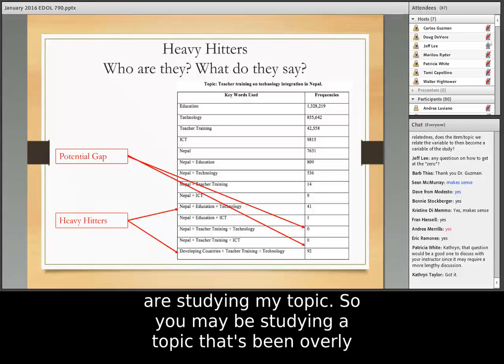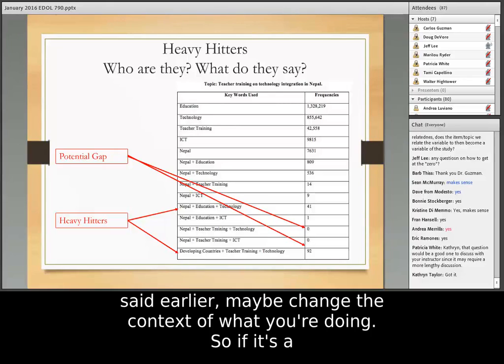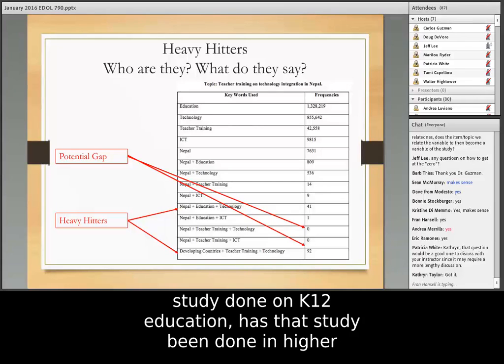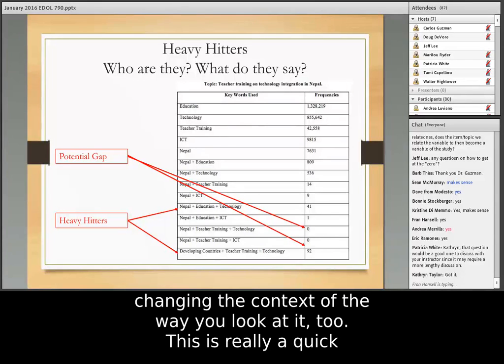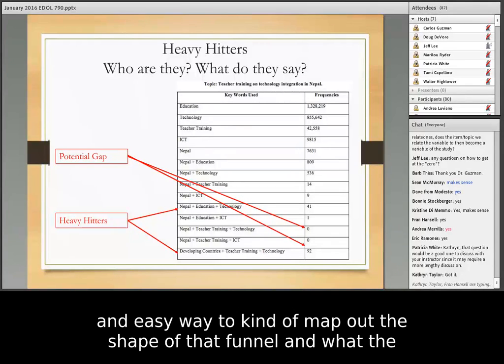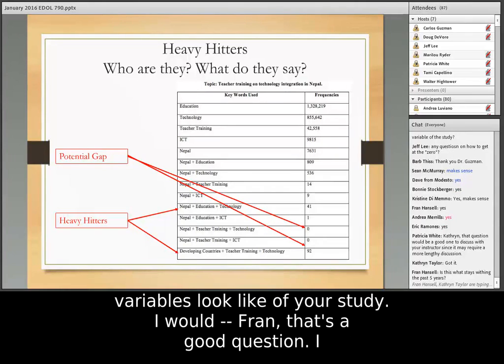And so you may be studying a topic that's been overly researched, or you may need to do more refining, as Dr. Capolino had said earlier, maybe change the context of what you're doing. So if it's a study done on K-12 education, has that study been done in higher education or the corporate world or even government? Okay, so start changing the context of the way you look at it too. This is really a quick and easy way to map out the shape of that funnel and what the variables look like as you're studying.